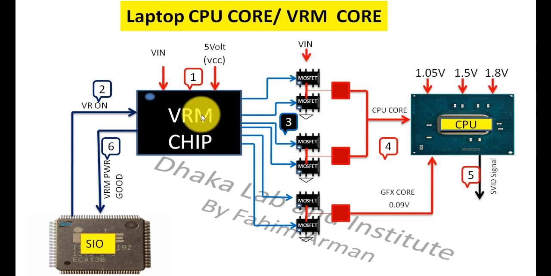Then we can see that if we get VRM power good is fine, and there will be CPU core voltage in all the coils and graphics core voltage in these coils, and then we can be sure that this section is fine. So this was the discussion, and I think it will be very helpful for you.